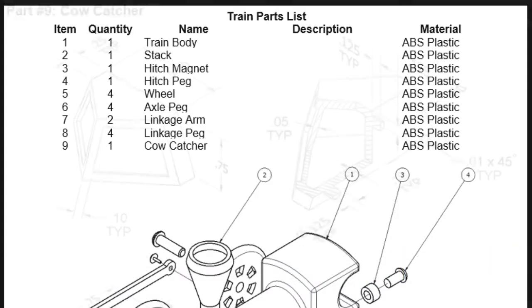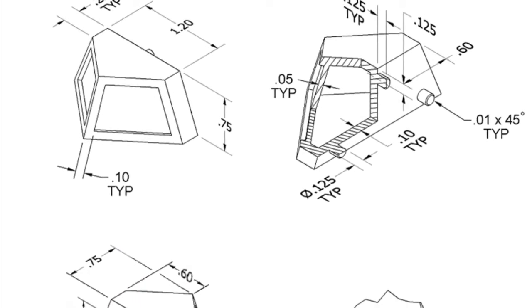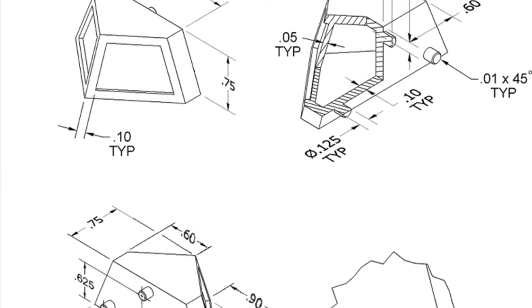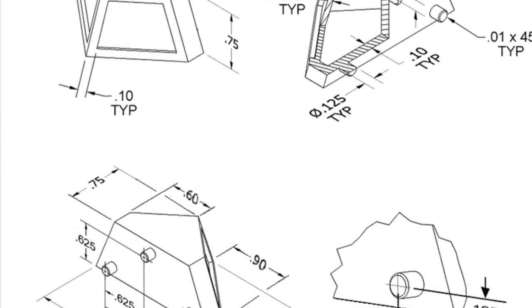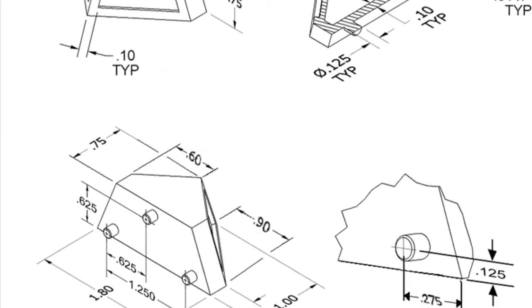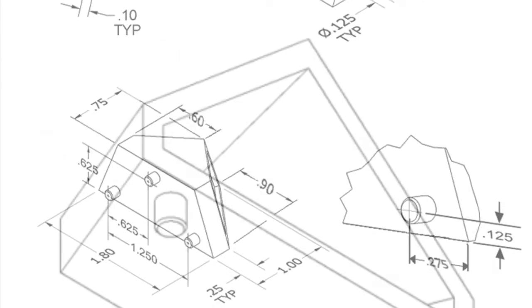Welcome to part 9, the cow catcher. Open up a new part in Inventor. This one is quite difficult. Please make sure you're paying attention to your dimensions and how you are creating the part.